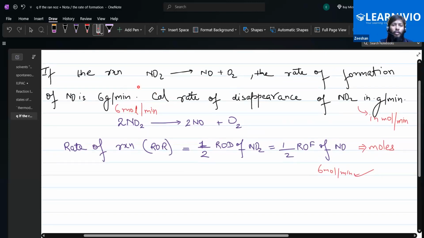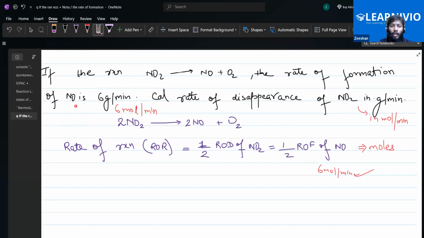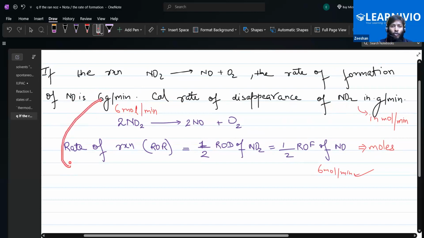So I would request you to first convert this 6 gram into moles, so you will get moles per minute, and then you will get the answer. Do you know how to take out moles of it? What is the molecular mass of NO? Anybody?